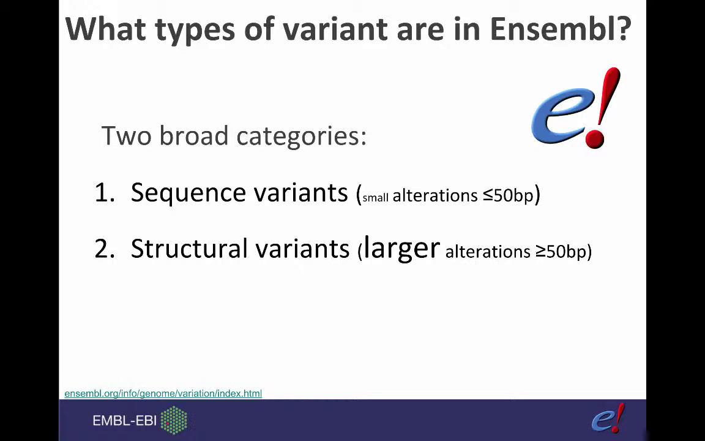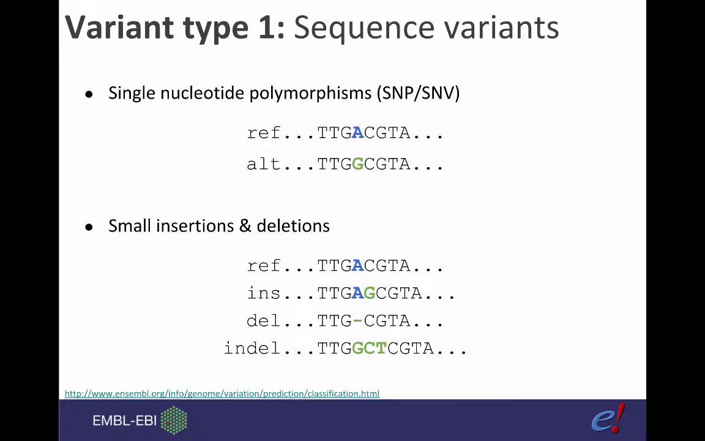Starting with the first section, sequence variants, most commonly these are single nucleotide polymorphisms, also referred to as single nucleotide variants, so SNPs or SNVs. This is where we have an allele on the reference genome, and then an alternate allele has cropped up at the same position, and it's just a single change in a single nucleotide. So in this case, a change from an A on the reference to a G on the alternate.